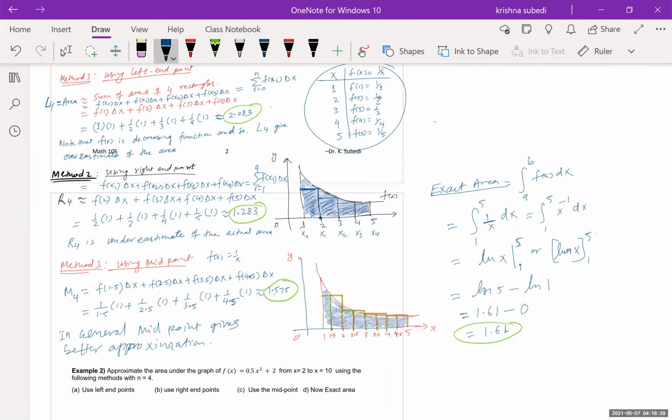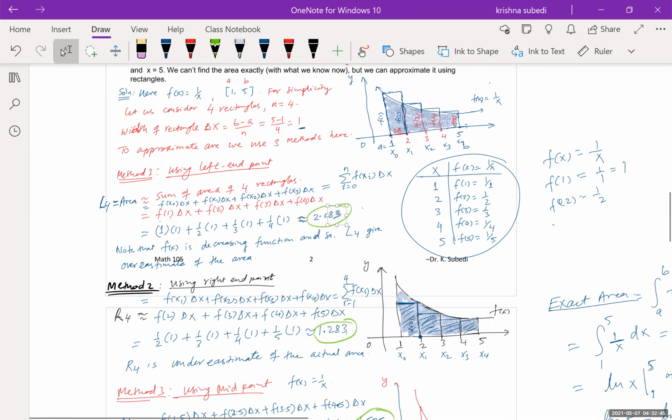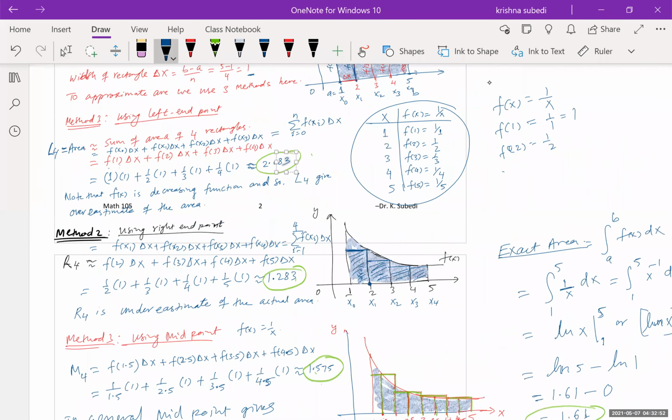Any questions so far? So in this example, we found the approximate area by using three methods: the left endpoint, right endpoint, and midpoint. We also found the exact area by using the fundamental theorem of calculus. And we noticed that the midpoint gave a better approximation to the actual area.